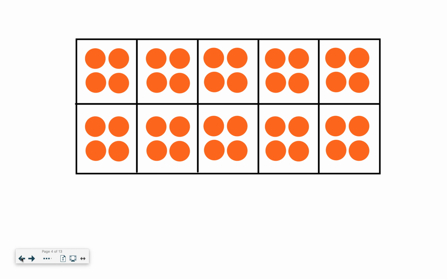So this is in a 10 frame, which we've been using since kindergarten, and we know there are 10 sections in a 10 frame. Since there are 10 sections and there's 4 dots in each section, 10 groups of 4 is 40. So let's use this to figure out the next one.